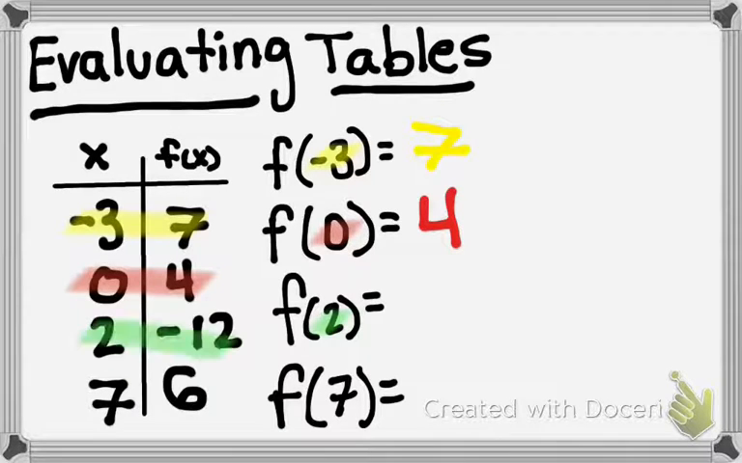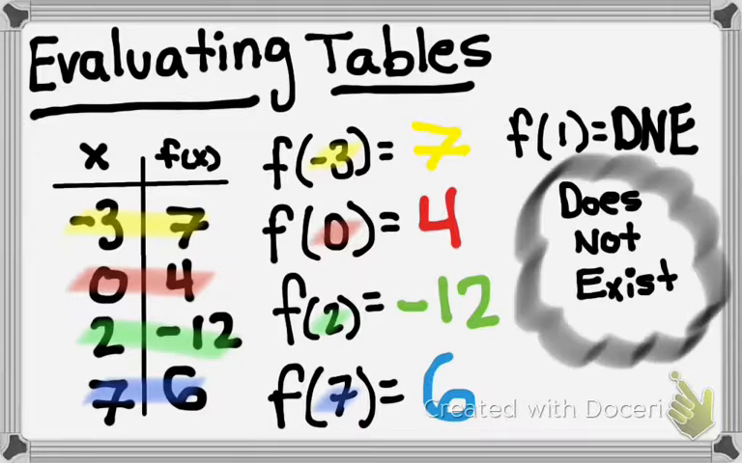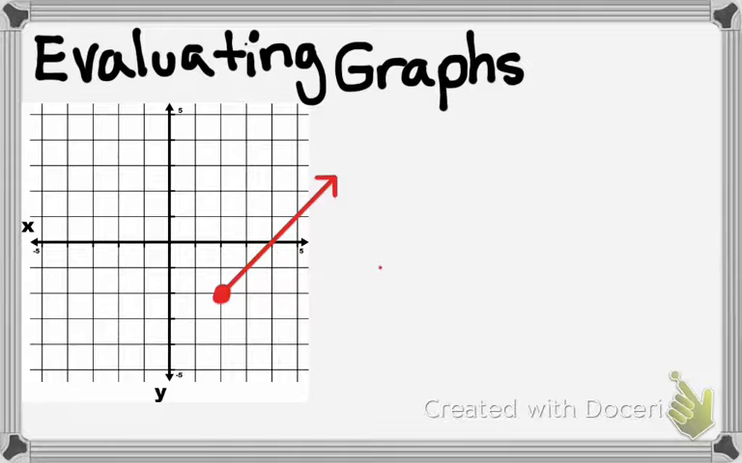Same thing with 2. Look at my table. When I plug in 2, I get out -12. So f of 2 is -12. And with 7, if I look at my table, I plug in 7, I get out 6. F of 7 is 6. If I want f of 1 and look at the table, oh no, there's no 1. That value is DNE, or does not exist.